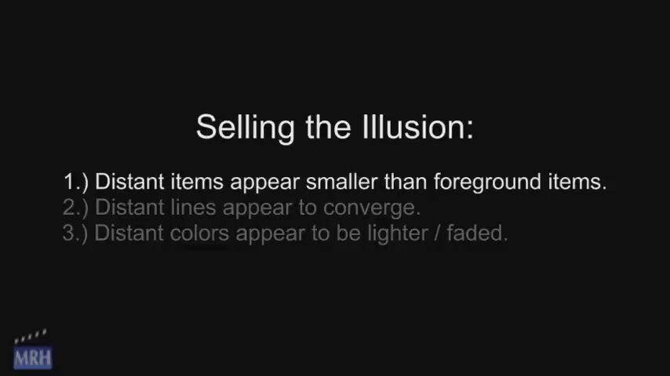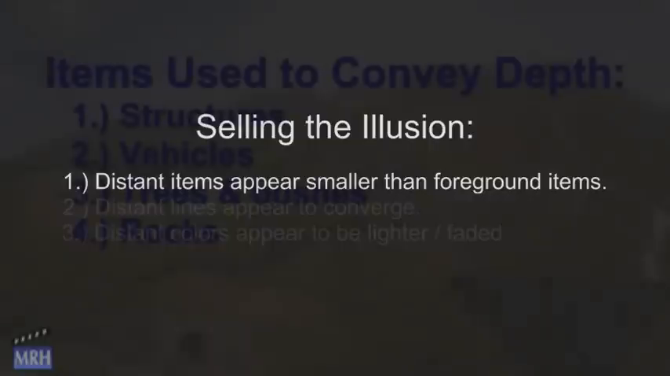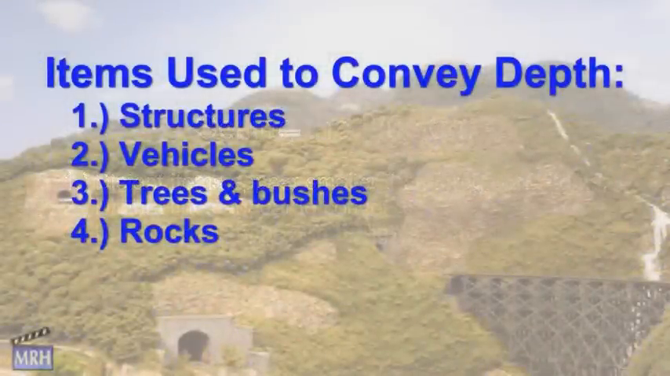First, we'll look at using smaller items in the distance to give the illusion of depth. When using smaller items to convey depth, it's helpful to use a variety of items. I use a number of items including structures, vehicles, trees and bushes, and rocks.